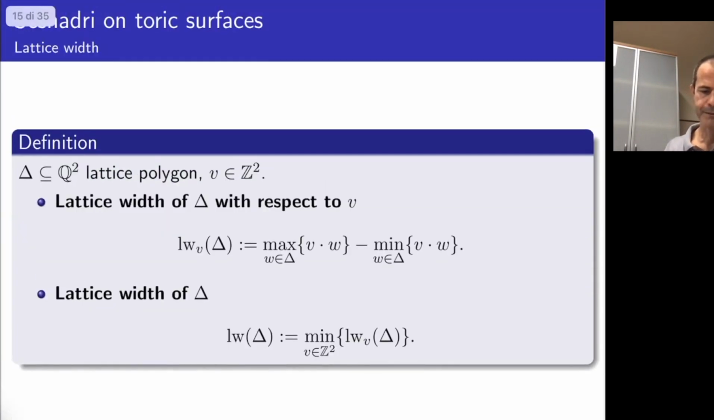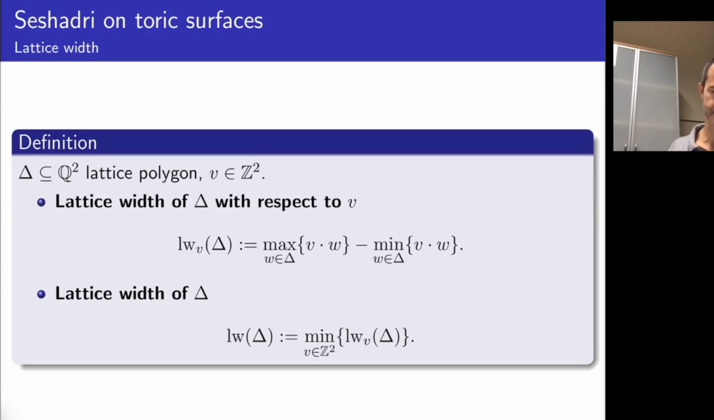One more definition I need is the lattice width of a lattice polygon. First I define the lattice width with respect to a given direction V, by taking the inner product of V with all the points of delta, and then I consider the maximum minus the minimum of these products. This is the width with respect to this direction V. And then we take the minimum possible of this width, and this is the lattice width of the polygon.